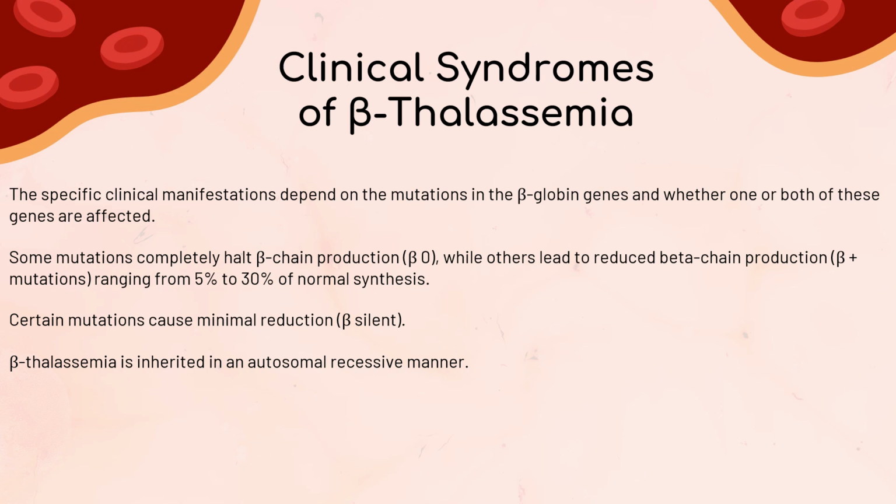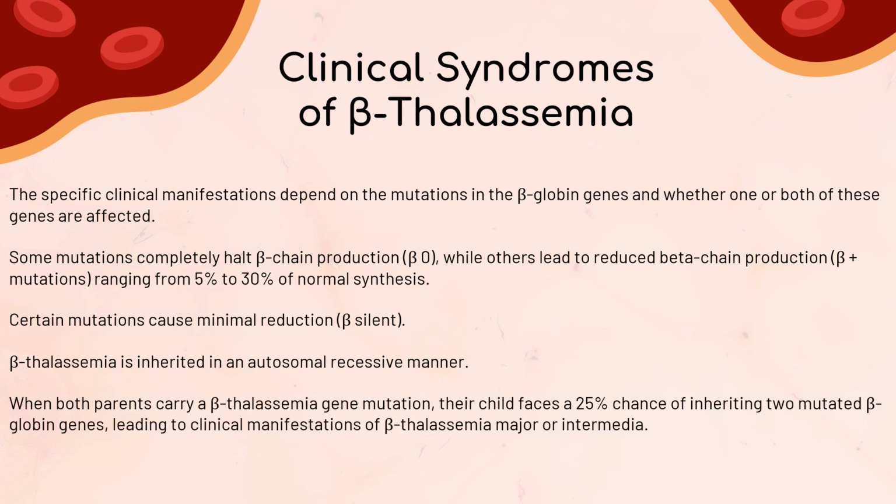Beta-thalassemia is inherited in an autosomal recessive manner. When both parents carry a beta-thalassemia gene mutation, their child faces a 25% chance of inheriting 2 mutated beta-globin genes, leading to clinical manifestations of beta-thalassemia major or intermedia.